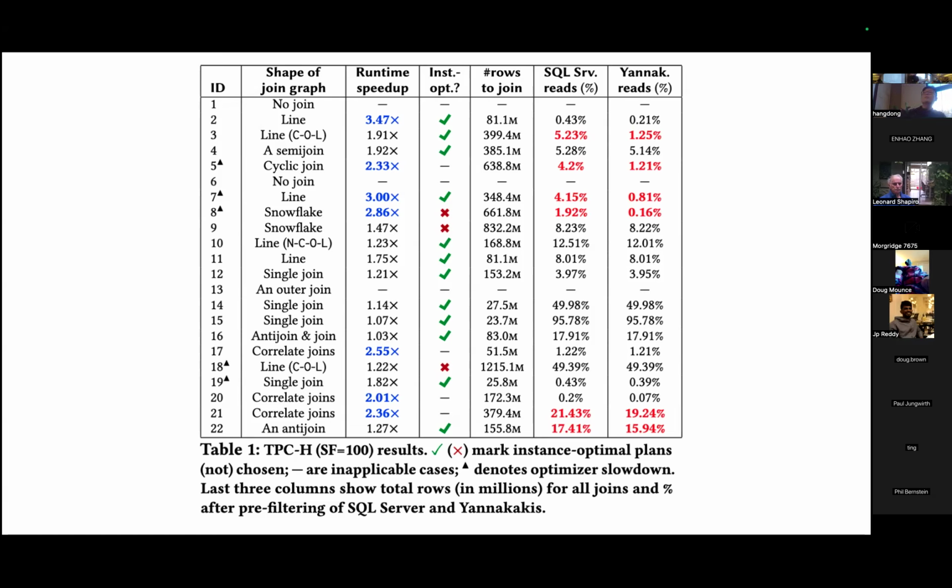The ones that have a triangle on top of them mean there is some observable optimizer slowdown because I enabled Bloom filter features. And by the way, Bloom filter features are already in SQL Server. If you download it today, it's there. In these experiments I had to manually turn off Bloom filters to see what the speedups or slowdowns actually are. It's on by default. It's already shipped.